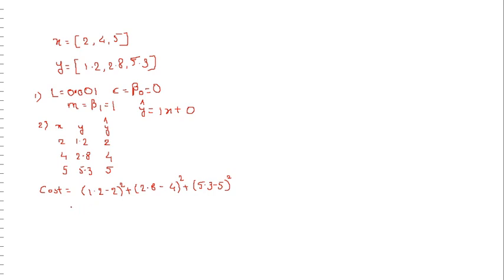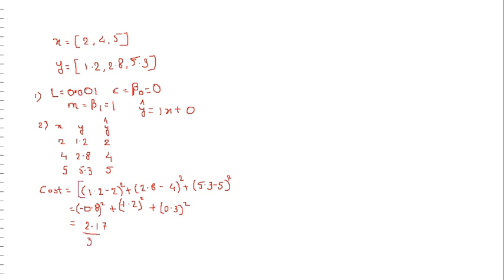After computing, I get 0.8 square plus 1.2 square. It's actually a negative value, which after squaring will become positive, right? Plus 0.3 square. Here also it will be minus 0.8 square. So solving this, we get 2.17. What remains over here is averaging it, right?